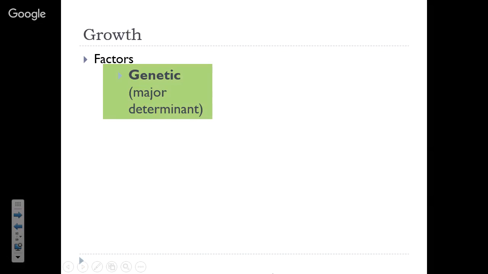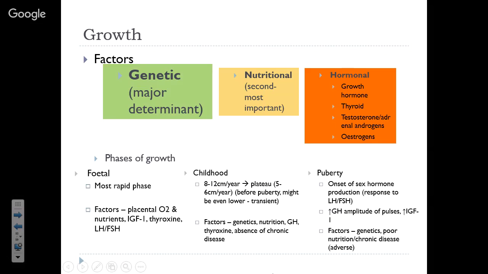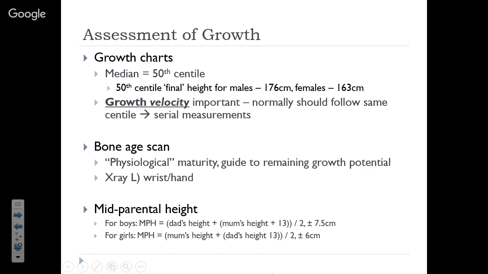Okay, lastly, touching on growth. Various factors are involved in growth, but the major determinant is genetics, as well as nutrition and various hormones involved. Various phases of growth: fetal being the most rapid phase with rapid enlargement of organs and tissues. Childhood starts to plateau to about 5 to 6 centimeters of growth in height per year. And then you've got puberty with the onset of sex hormone production as well. But just remember, genetics is the most important factor.